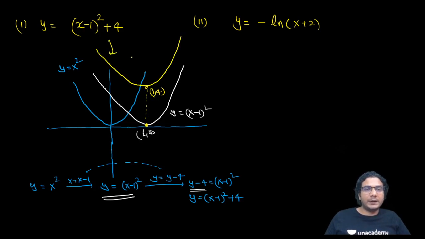So yeah, here is the final graph. Okay, got it? The yellow graph is the final graph, y is equal to x minus 1 whole square plus 4. So I hope you have got it.